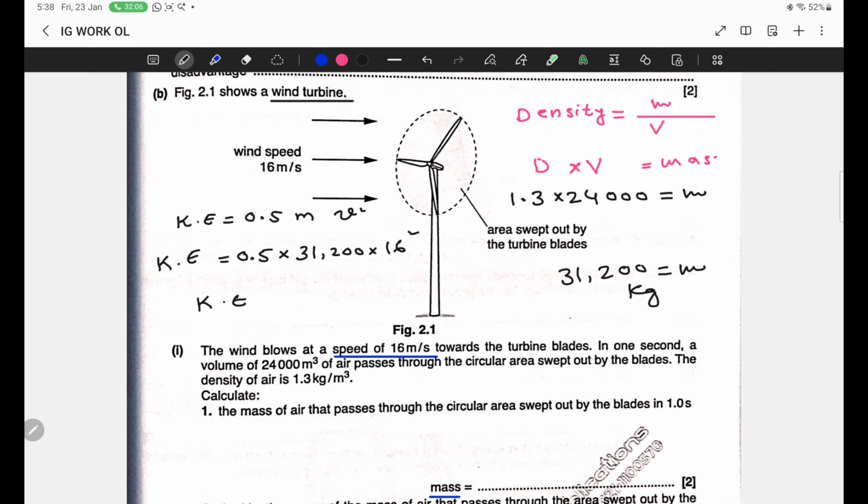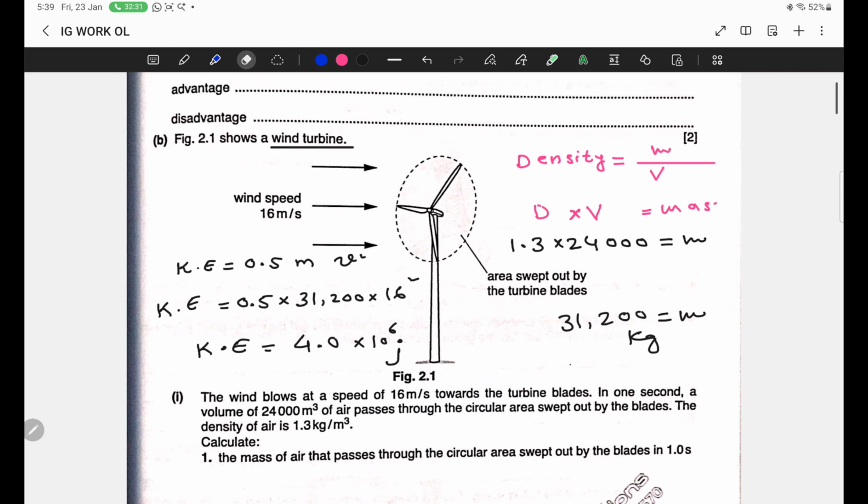Rafe, can you tell me what is kinetic energy? And 3.99 can be rounded up to 4. So it is 4 exponent 6. And the unit of kinetic energy is joule.